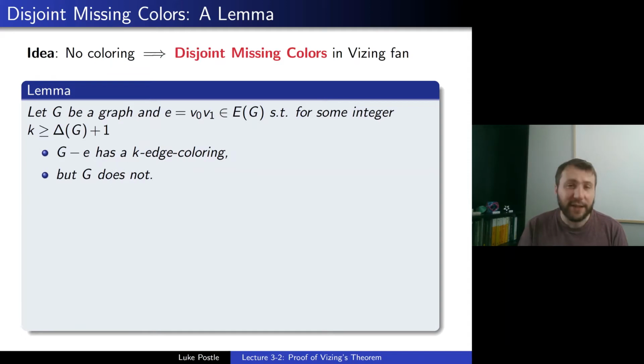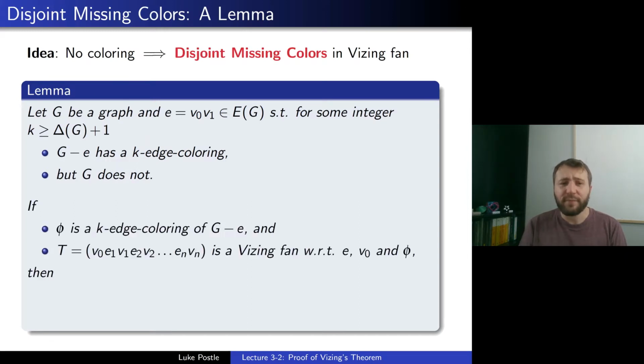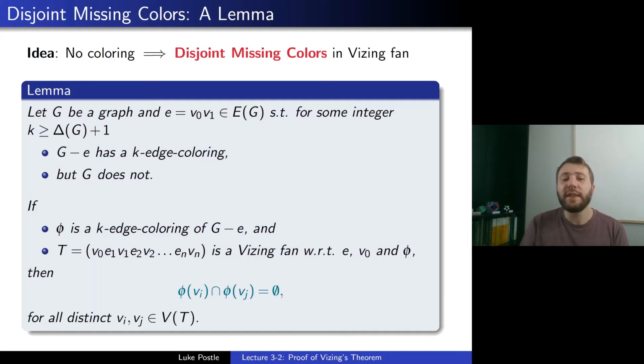We're trying to, kind of inductively, apply this to get a rather short finish to the proof of Vizing's theorem, when we're trying to do induction or minimum counterexamples. So we have a k-edge coloring of G minus E, but not of G. And if we let phi be such a k-edge coloring of G minus E, and t be a Vizing fan with respect to E, V0, and phi, then the claim is that the missing color sets are disjoint. So phi-bar of vi intersect phi-bar of vj is the empty set, for all distinct vi, vj in t.